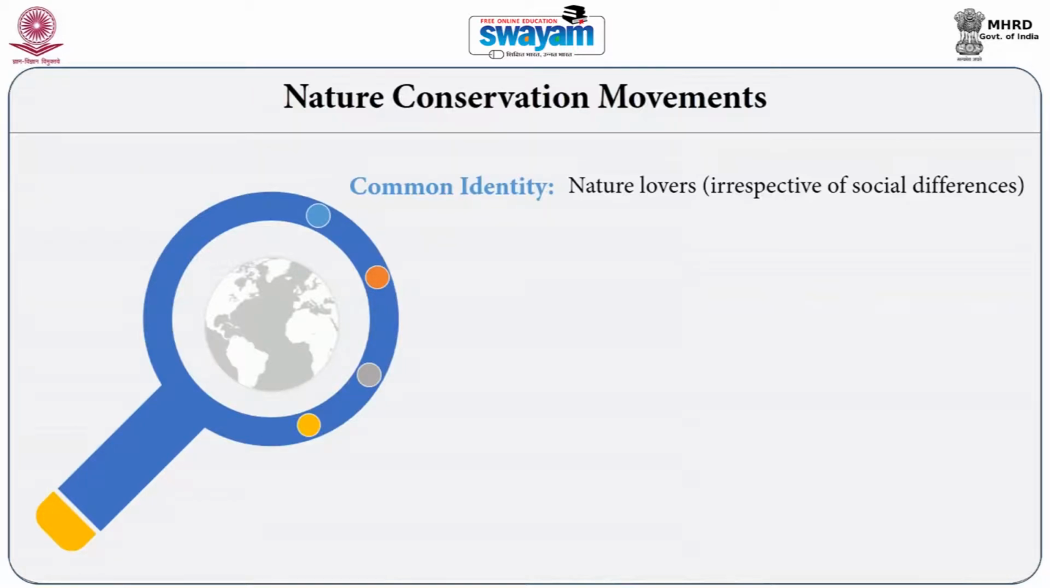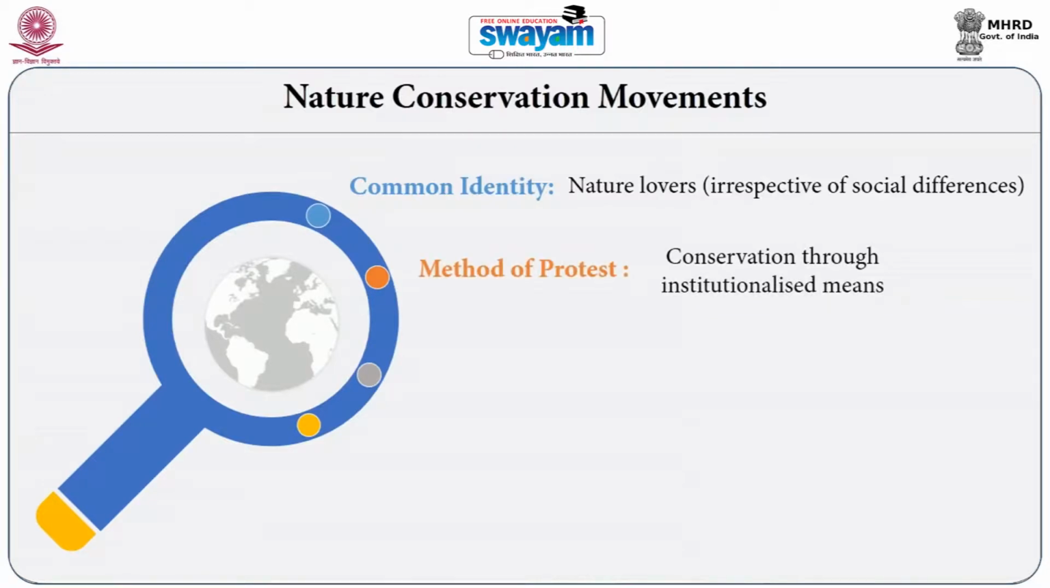What is foregrounded is their concern for nature, their concern for the environment. So social differences, caste and class differences, gender differences, differences in opinion, are all set to the background, and what is foregrounded is our love for nature, our concern for nature. Therefore, the common identity that the nature conservation environmental movement constructs is our concern for nature.